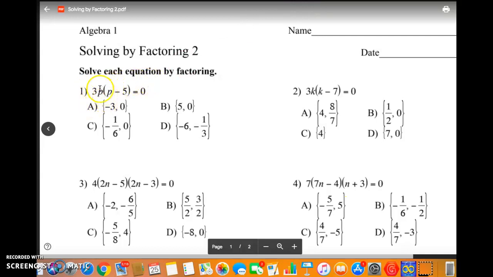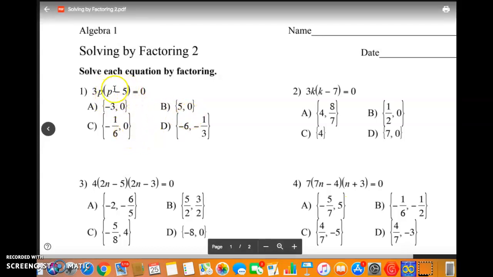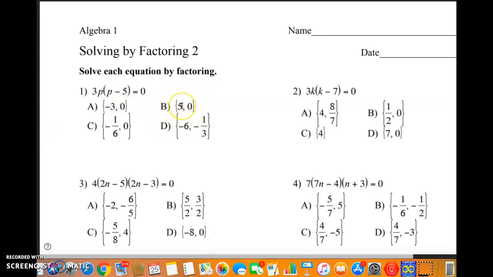So if you set 3p equal to 0, you divide both sides by 3, so you get p equals 0. So one of these answers has to be a 0. For p minus 5 to equal 0, you would add 5 to both sides, and then you get p equals 5. So your two answers are 5 and 0. So number one is B. That's the technique you're going to use as you go through.